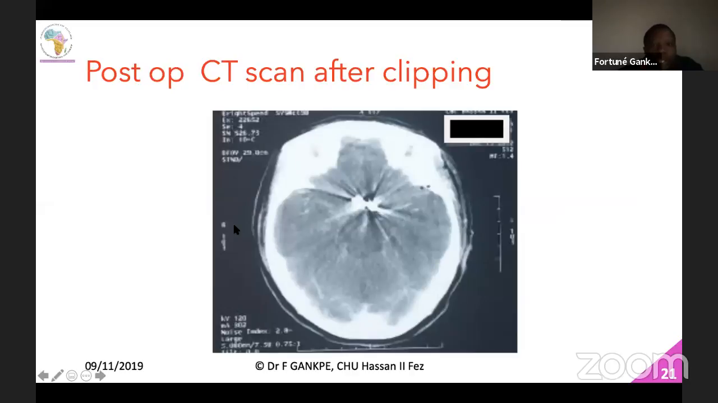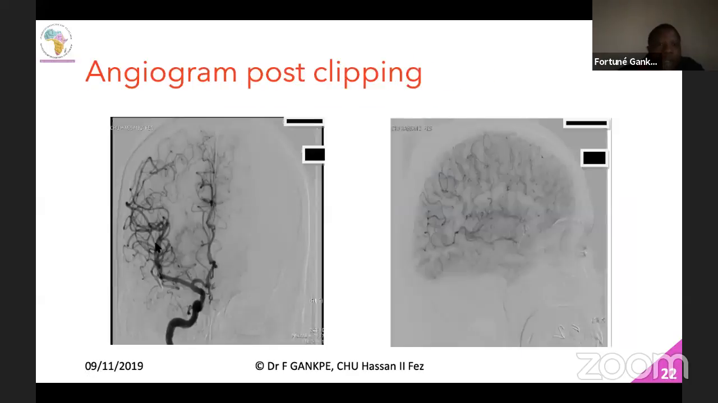I want to show you on this slide the post-operative CT scan after clipping in our department, and also the angiogram after clipping of the anterior communicating artery. You can see here the arteries, and also the image of the clip.